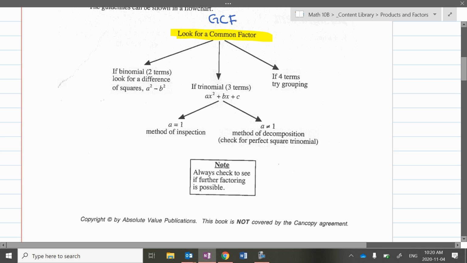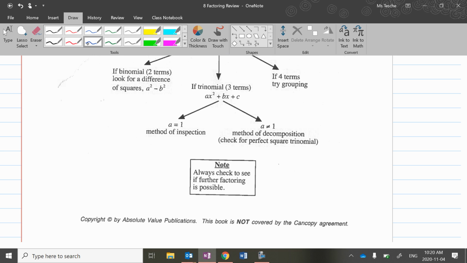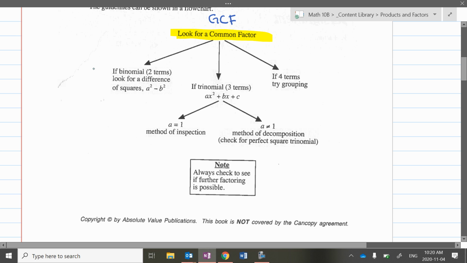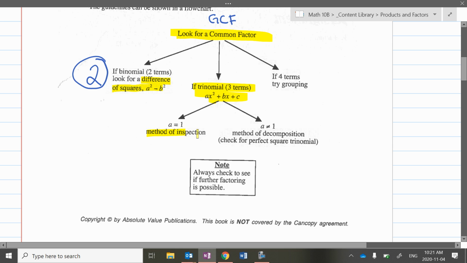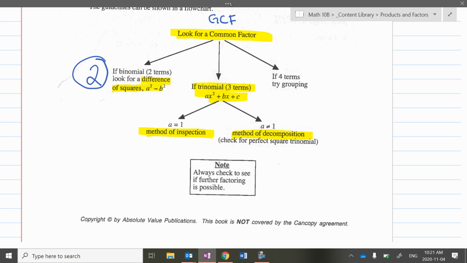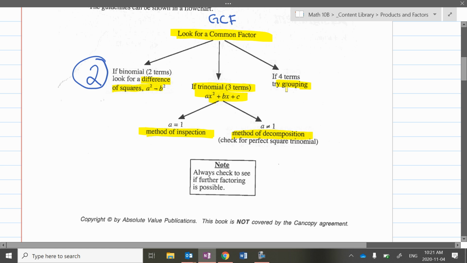If there's 2 terms, what do you do? Look for a difference in squares. Good. So 2 terms, I would write the number 2 really big. Difference of squares, so it has to be separated by subtraction. Every single time you have 2 terms that you're factoring, you need to think that. If there's 3 terms, you can do it by inspection, or what I say is the numbers, you're using your number sense, or you can use decomp. If there's 4 terms, what do you do?